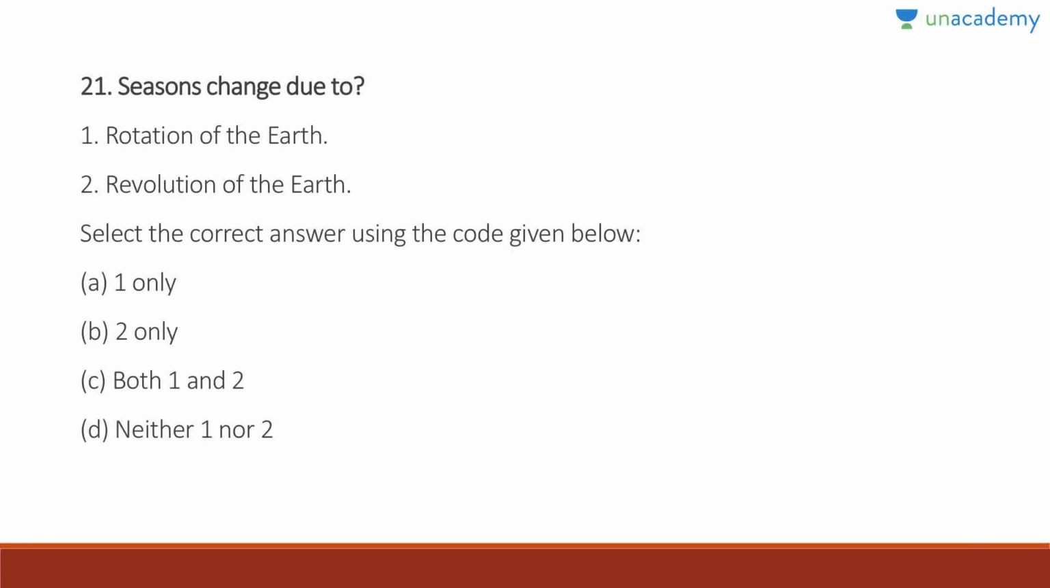Question number 21. Seasons change due to which of the following? Rotation of the earth has nothing to do with seasons. It is the revolution of the earth that is the reason for the seasons. So answer here is B. Seasons change due to revolution of the earth. So answer here is B, 2 only.